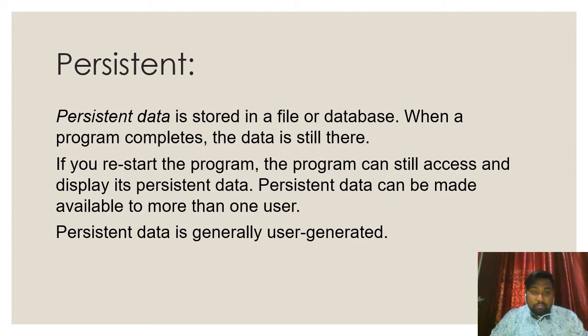Persistent program. Persistent data is stored in a file or database. When a program completes, the data is still there. If you restart, the program can still access and display its persistent data. Persistent data can be made available to more than one user. Persistent data is generally user generated. This kind of program produces output, and that output is saved in a file or database for future purposes. Most of the programs in our computer languages are like this.